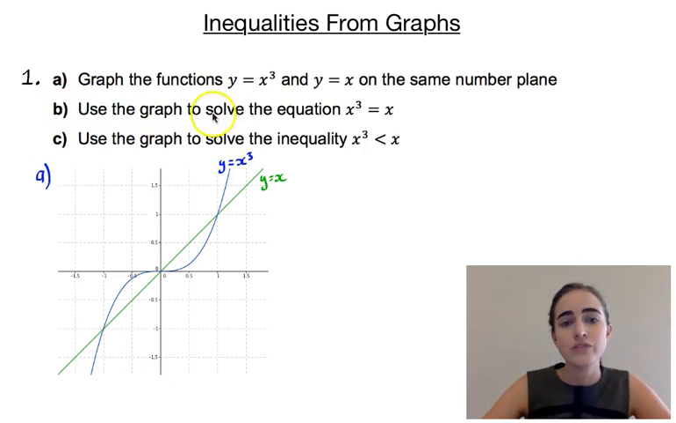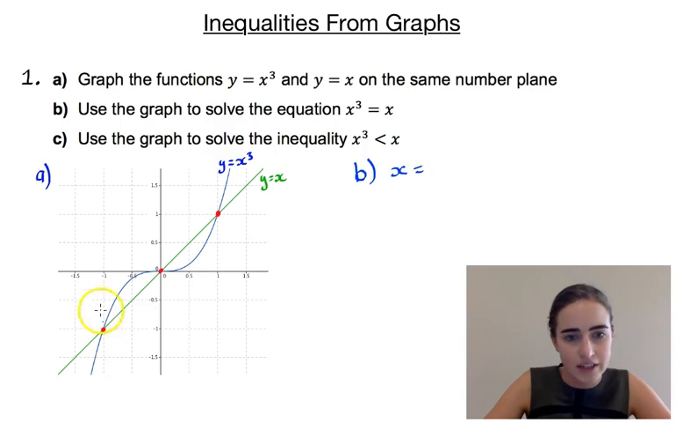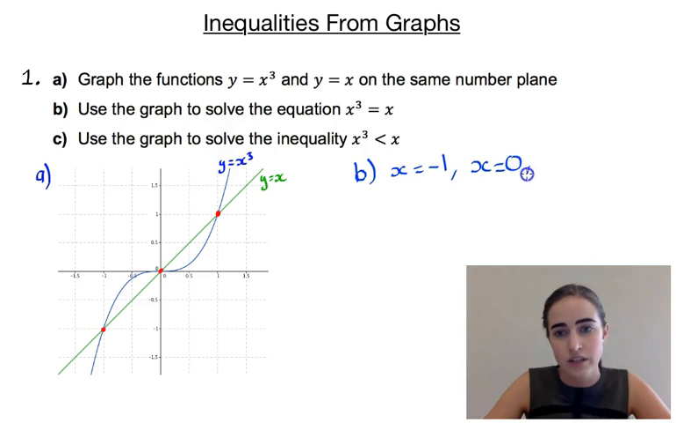Part B asks us to use the graph to solve the equation x cubed is equal to x. So we want to know when those graphs have the same value. That's going to be where they intersect. In this one, there are going to be 3 points: this one down here, this point here, and this one here. So we've got 3 points of intersection, and 3 values of x that satisfy that equation. For part B, we would have x equals minus 1 for this one down here. We also have x equals 0, and up here as well x equals 1. So those are the 3 values that satisfy that equation.